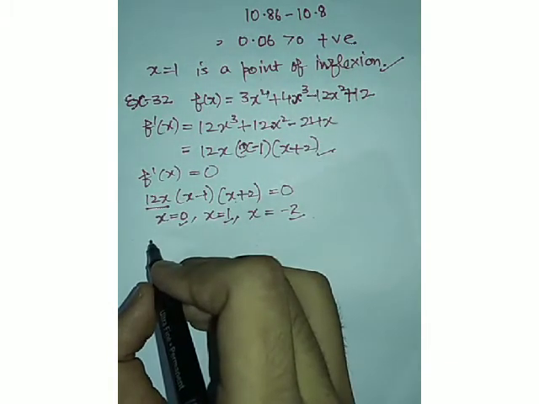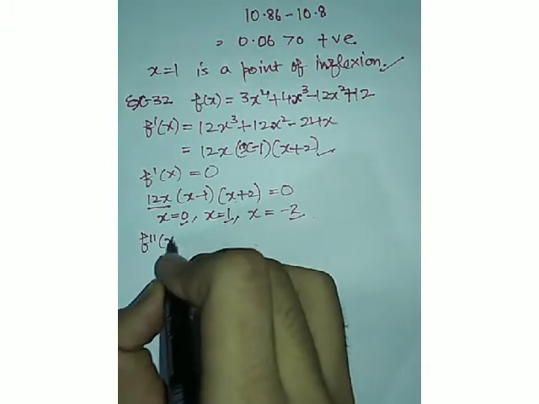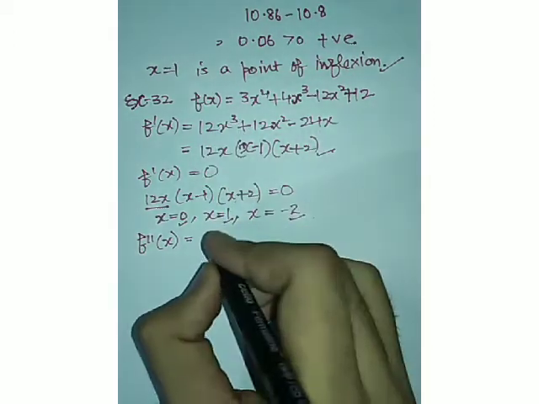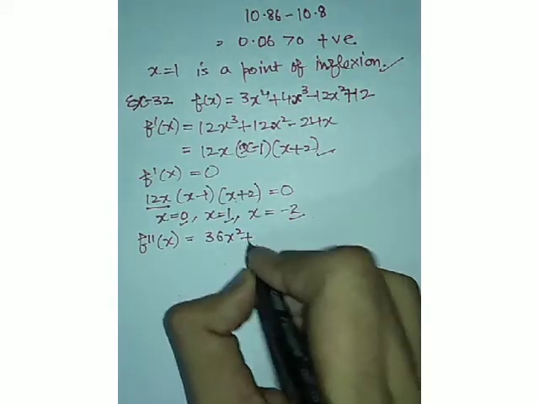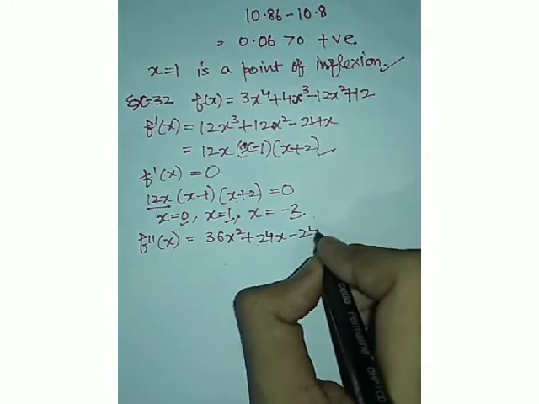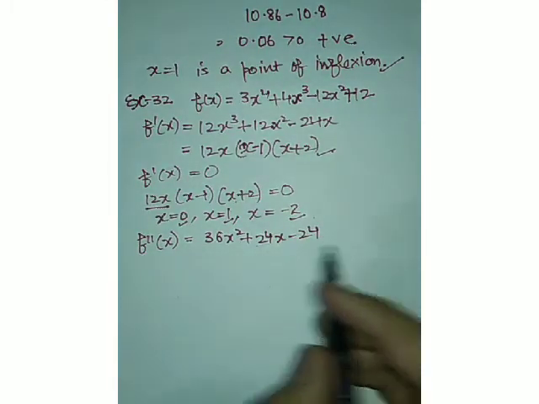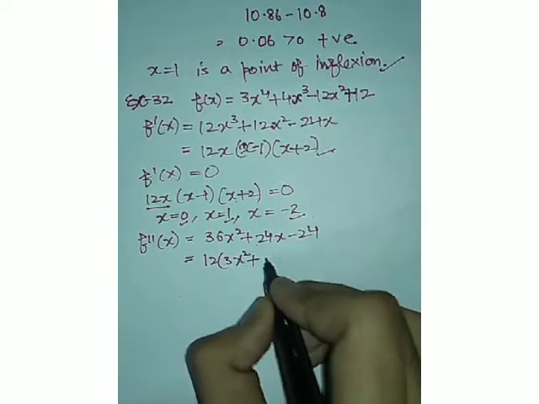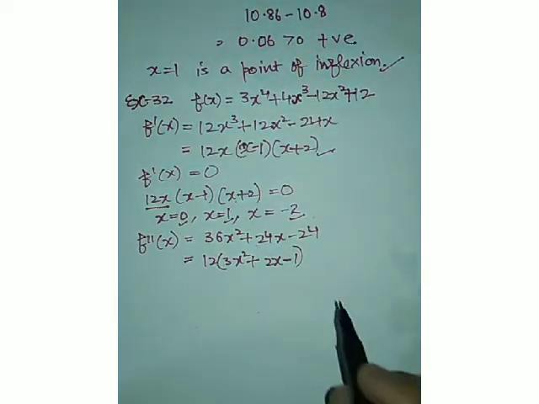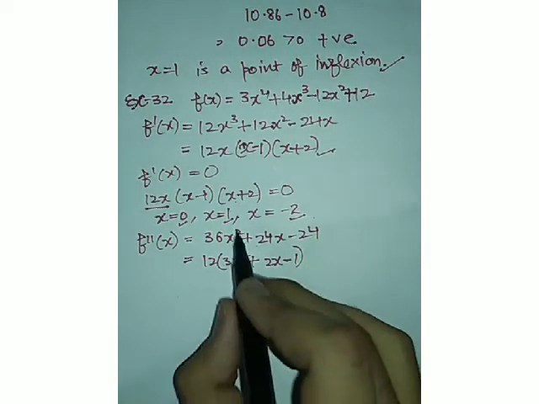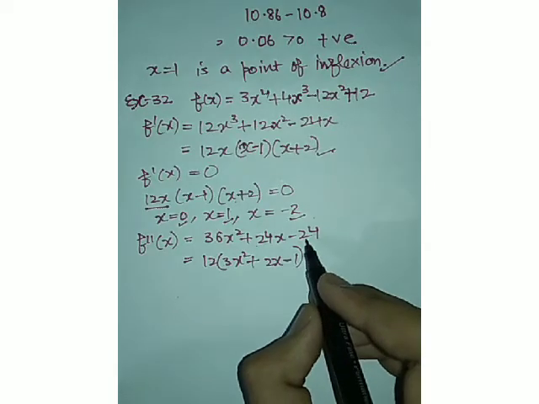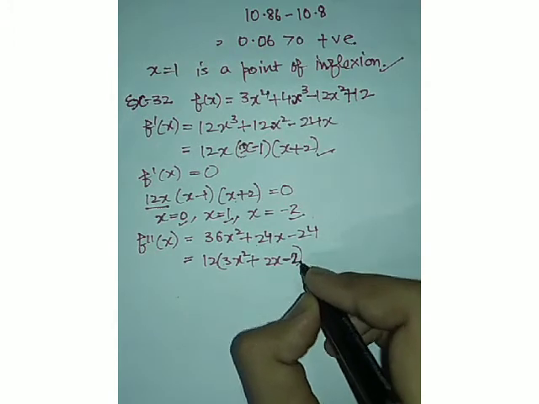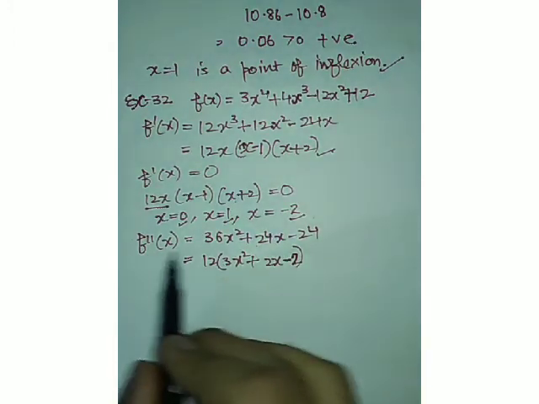All right, now for the second order derivative, you have to find f double dash x. So what will you get? When you differentiate, you will get 36x square plus 24x minus 24, right? This is double differentiation. Now you can again take 12 as a common factor: 3x square plus 2x minus 1. 12 3s are 36, 12 2s are 24, and minus 24. Here it will be 2 only. All right, so this is f double dash x.